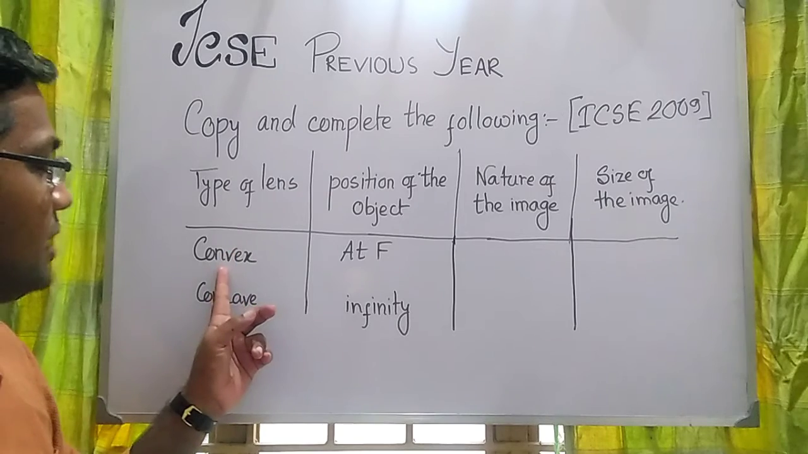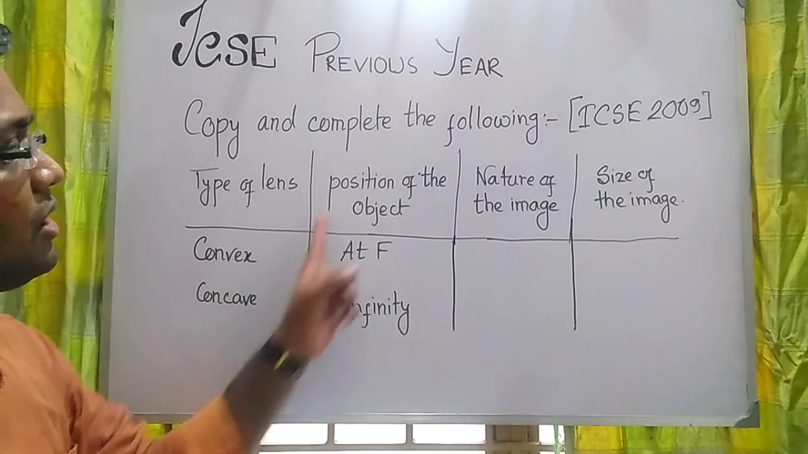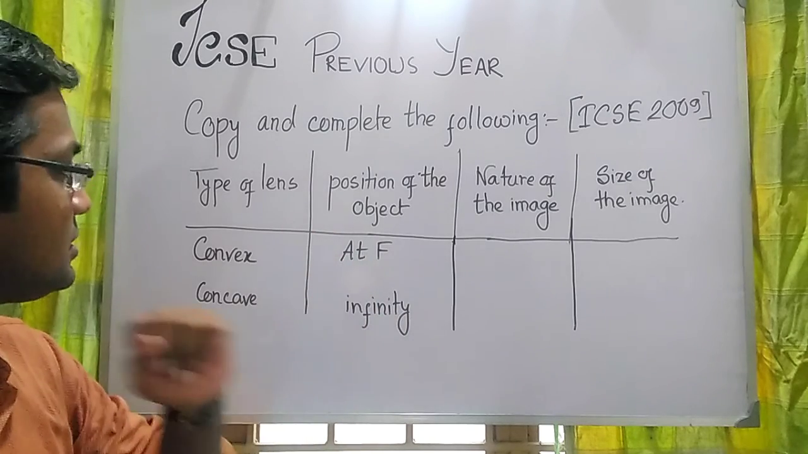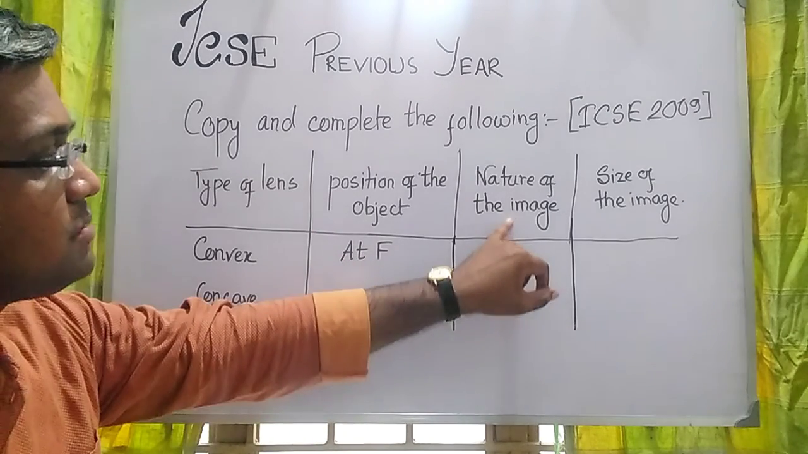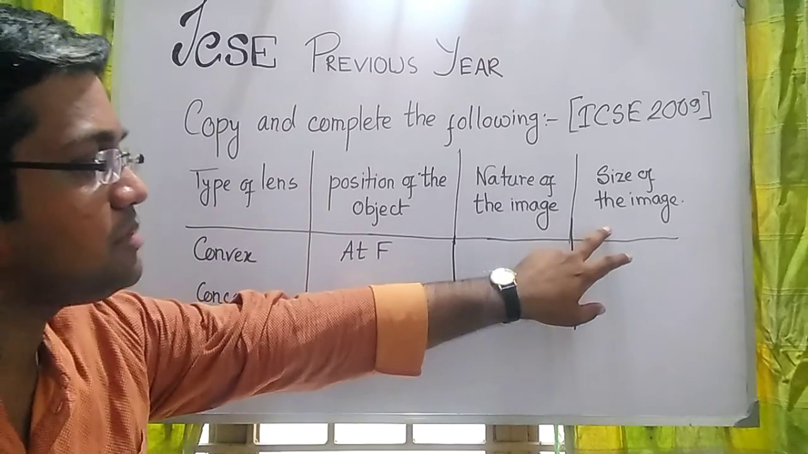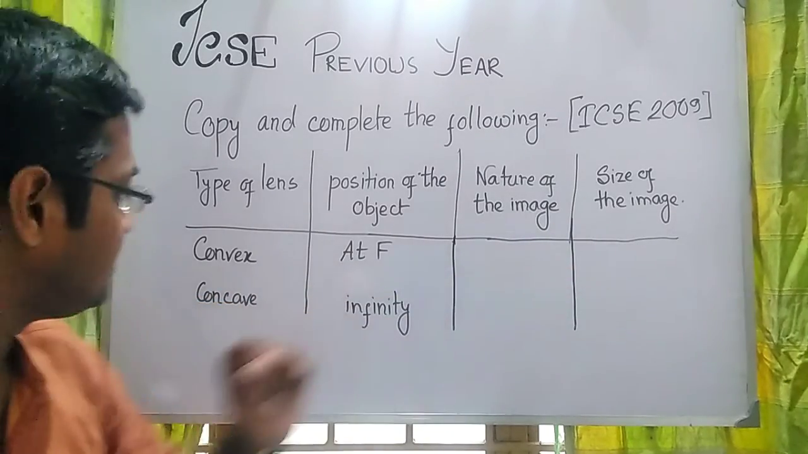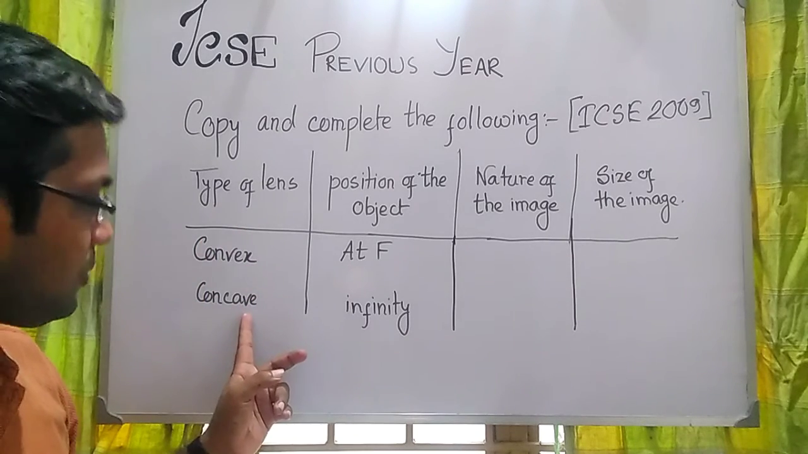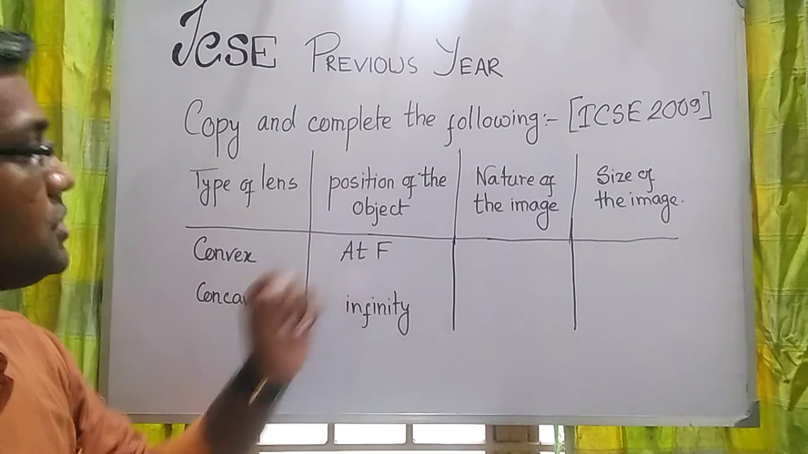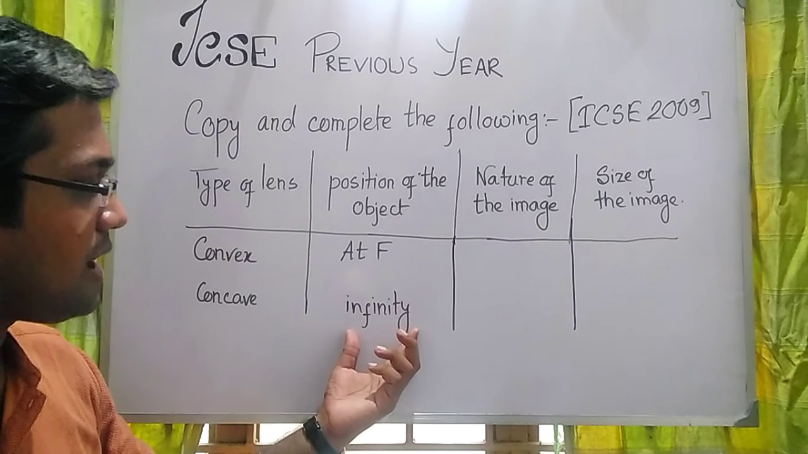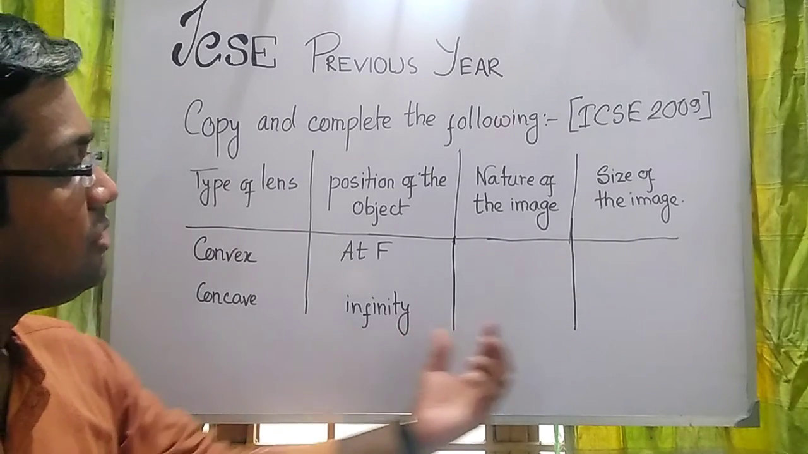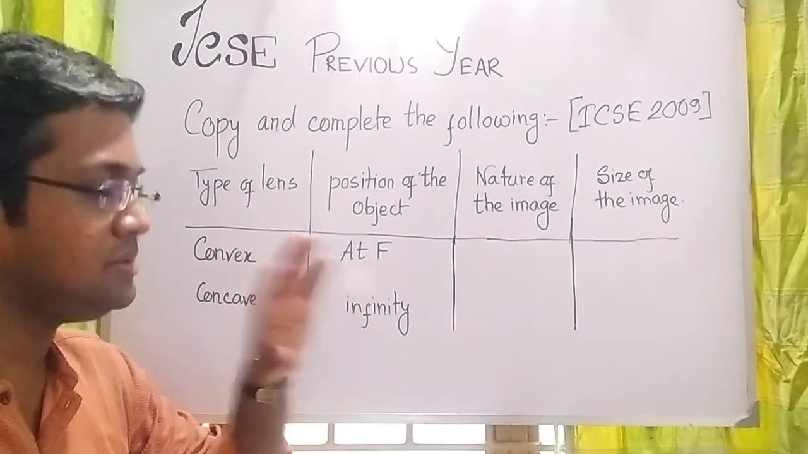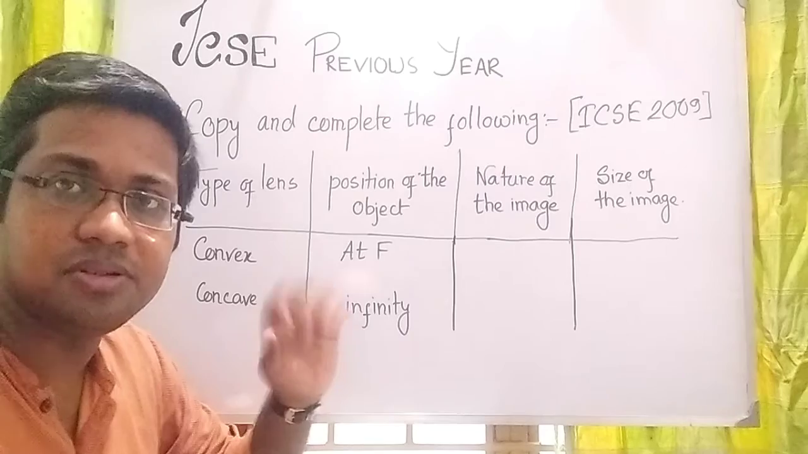At first, the type of the lens is convex. The position of the object is at the focus, that is, the object is placed at the focus. Nature of the image and the size of the image, that we have to write here. Next, the type of the lens is a concave one. The position of the object is at infinity. We have to find out the nature of the image and the size of the image. Just write down 2 words there. So this is the thing.